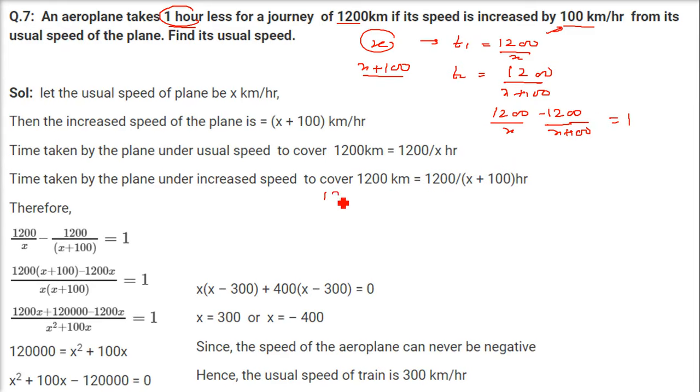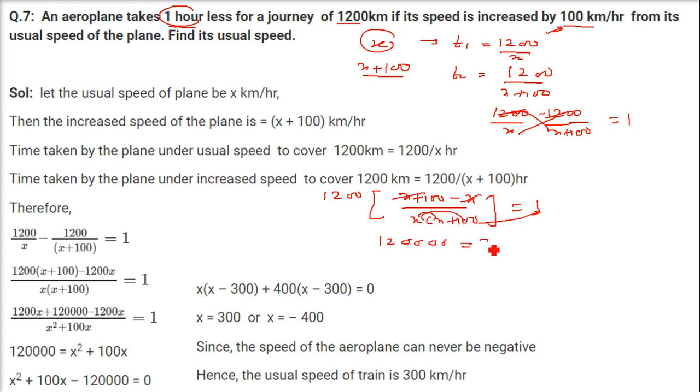So what do we do? Take 1200 outside. x plus 100 will come here, minus x will go here, then we have x plus 100. This is going to be 1. So x gets cancelled. This will be 1,20,000. And I'm taking this on the numerator, that is x square plus 100x. x square plus 100x, and bring this here. It will be minus 1,20,000 equal to 0. So this is our equation.